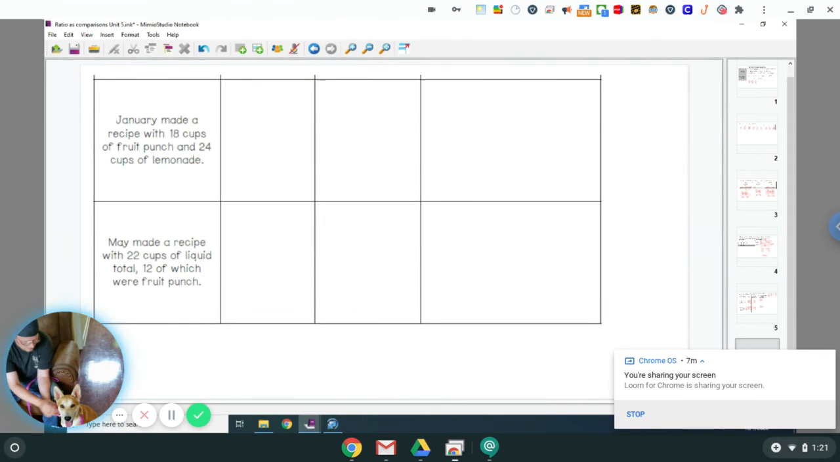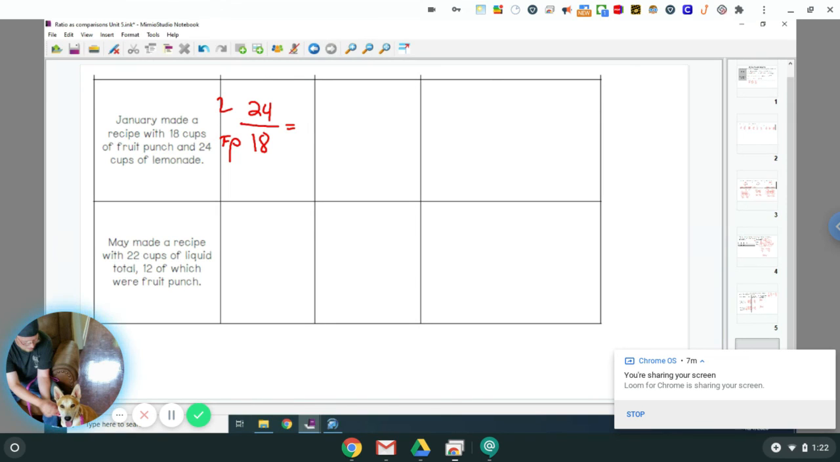Okay, so moving on. It says January made a recipe with 18 cups of fruit punch and 24 cups of lemonade. So that would be 24 cups of lemonade on top over 18 cups of fruit punch. The reason the 18 goes on the bottom, even though it was first in the problem, is that this is the fruit punch and this is our lemonade, and that's how our ratios go. I can already tell you that this will not be the same ratio because it's improper, and our ratio is not improper. But let's figure this out and reduce it anyway.